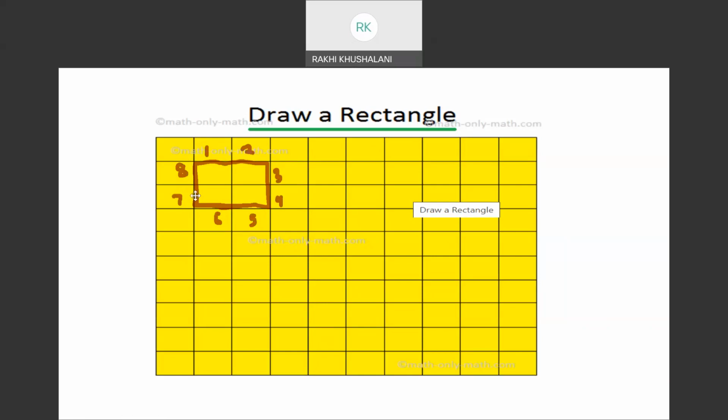I don't know the measure of each square. Meaning, I don't know the side length of the square. We take it by default as 1 unit. So 1, 2, 3, 4, 5, 6, 7, 8. 8 units is the perimeter of this particular rectangle that I had drawn. Let's take one more.